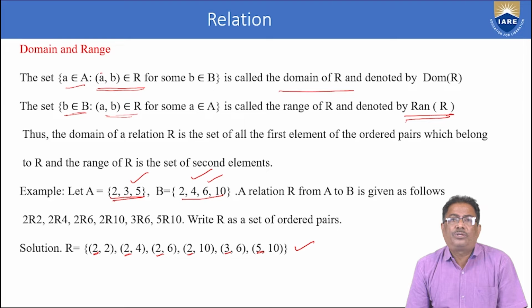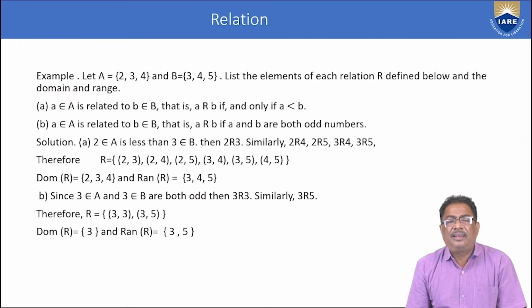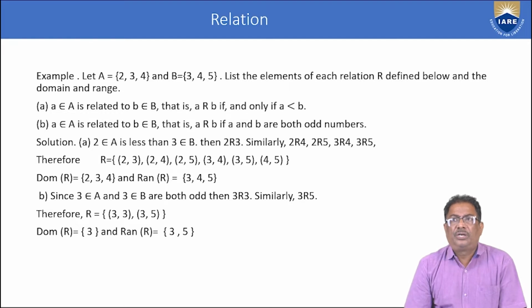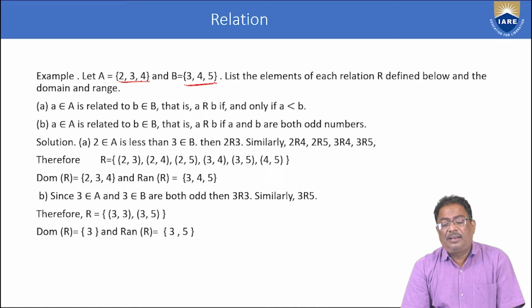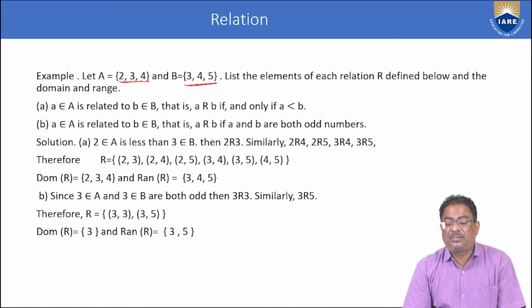So whenever you define a relation, it has a domain and a range. Let us consider some examples. Let A be one set and B another set. List the elements of each relation defined below, and find out the domain and range.